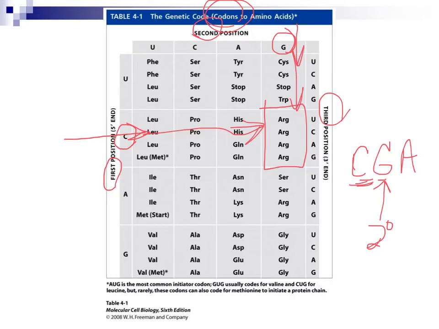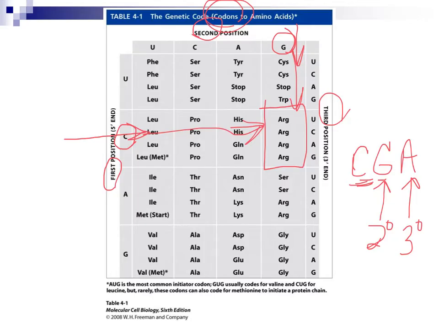Now if you notice here, in this particular case, it doesn't matter what the last letter is. Every single codon in that particular box is arginine. So the last letter will sometimes matter. This is the third position. Sometimes it won't. Now in the case I've just given you, it won't.